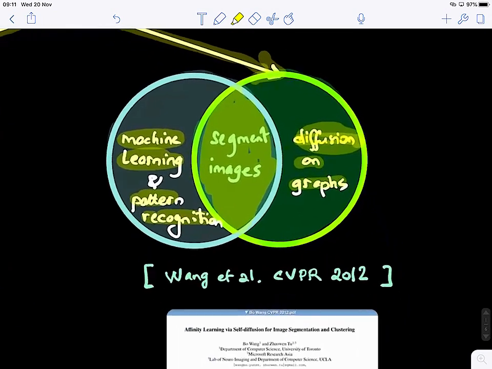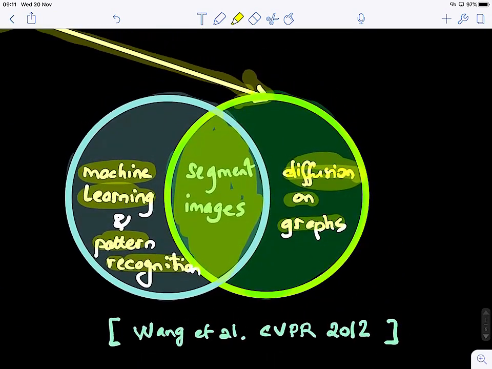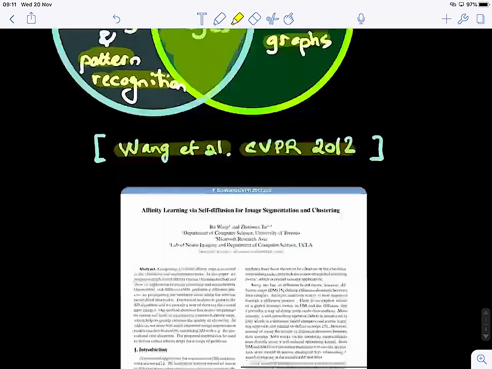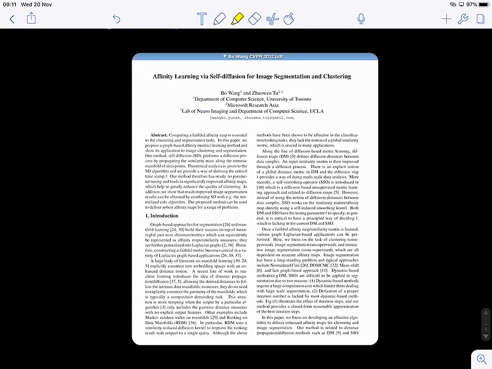Today's lecture will be based on studying and learning about this research paper. It was published by Wang and co-authors in CVPR 2012, okay? So this is the paper. I will put the link down below the video so you can read the paper and access it. I really recommend you have a look at the paper and read it thoroughly.